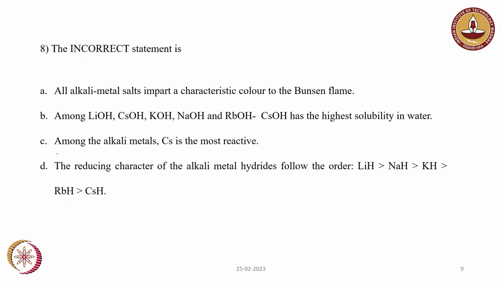So let's go through each option. The first statement is all alkali metal salts impart a characteristic color to Bunsen flame. We know that all the alkali metals have one electron in their s orbital, ns1 configuration. When we put the salt in a Bunsen flame, the valence electron excites and goes to the p orbital. When it gets excited, it absorbs some energy and releases energy in the visible region. So the flame will have a characteristic color.